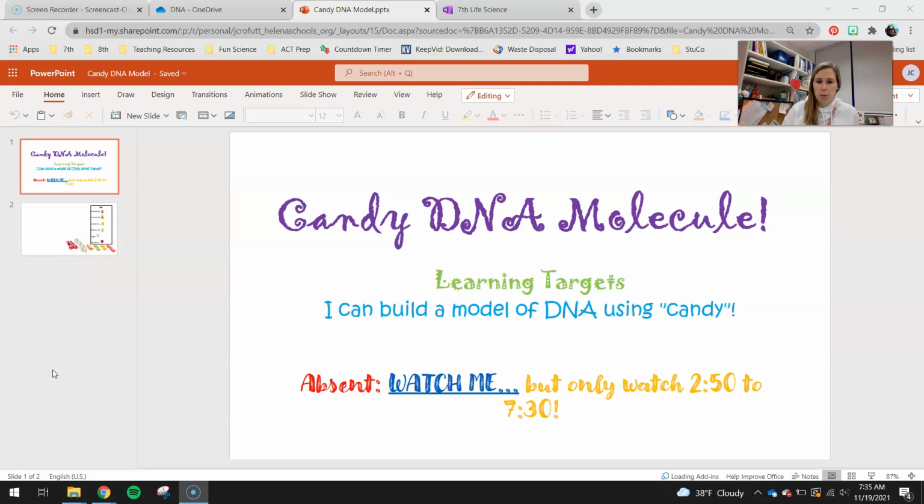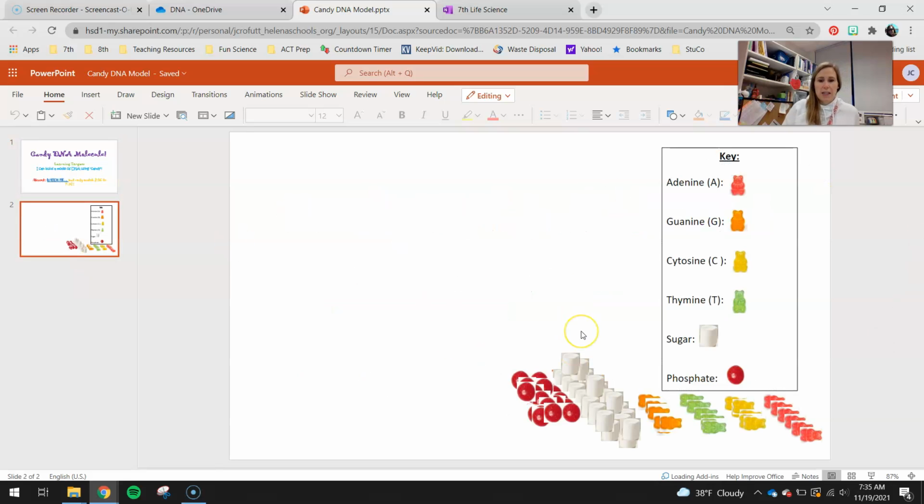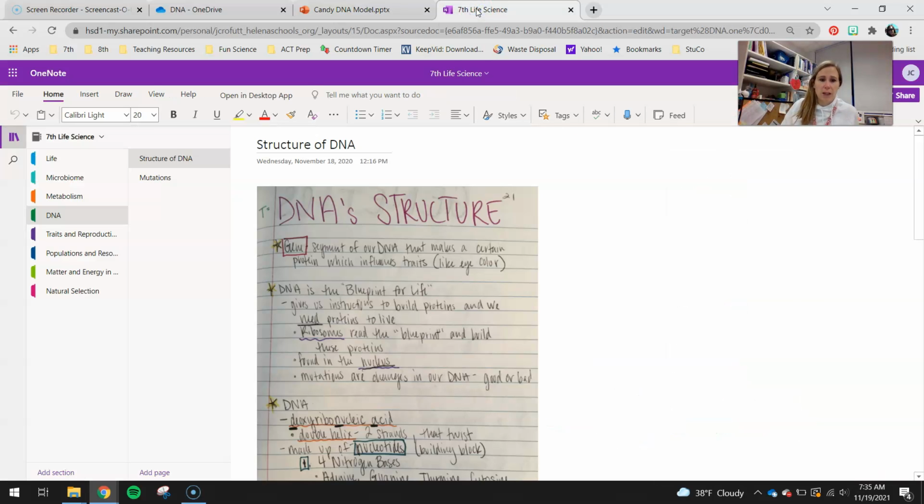So your learning target: I can build a model of DNA using candy. Let's move on to the next slide. This is a pretty short little assignment. What we're using in class is Red Hots, marshmallows, and gummy bears to show how to build a strand of DNA. As we go through this, I want to review the notes you added yesterday with the DNA article summary. So let's take a look at those.